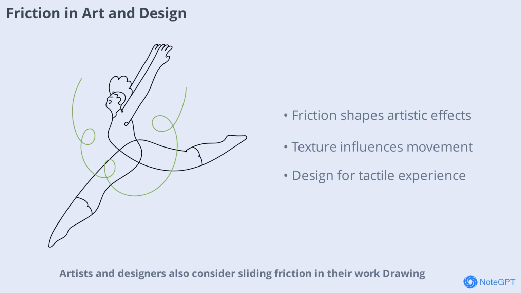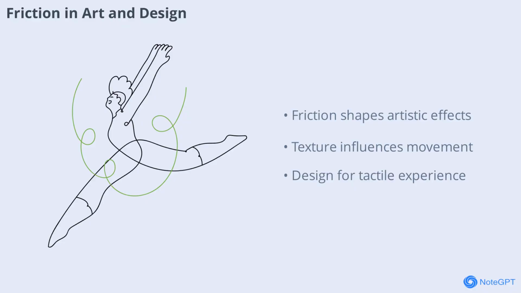Artists and designers also consider sliding friction in their work. Drawing, painting, and sculpting all involve friction between tools and surfaces. The texture of paper or canvas affects how paint or pencil moves. Designers use friction to create tactile experiences like textured wallpapers or ergonomic handles. Understanding friction allows artists to achieve the effects they want and create more engaging works.